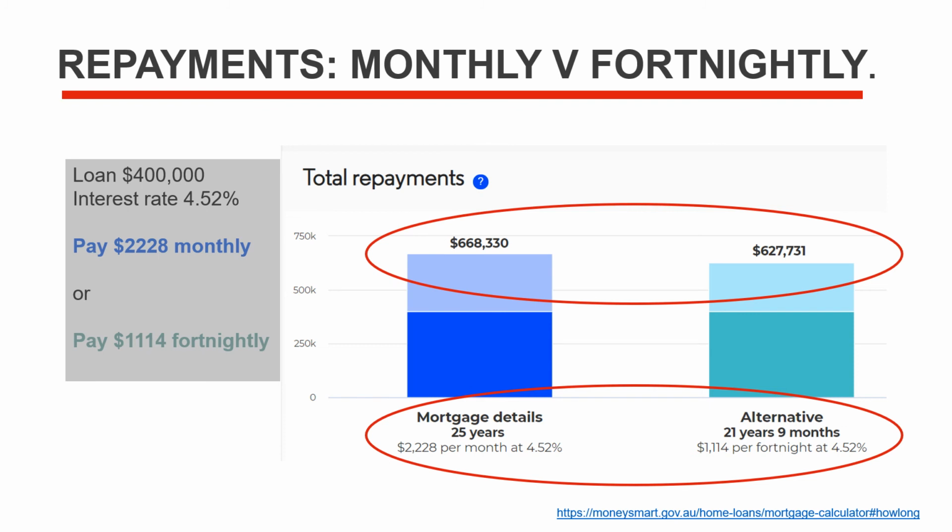Now, the time and interest savings are generated because the more frequent repayments reduce the principal amount more quickly, which reduces the interest that is calculated. So if it suits your cash flow to make the fortnightly repayments as opposed to monthly, you can achieve significant savings on the interest costs for your investment property.